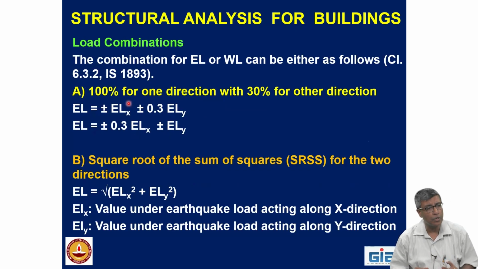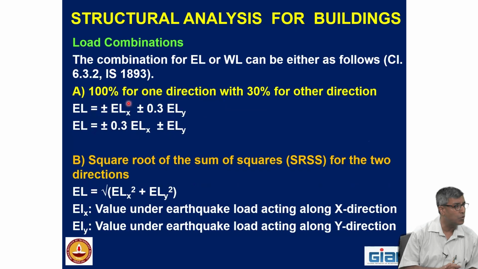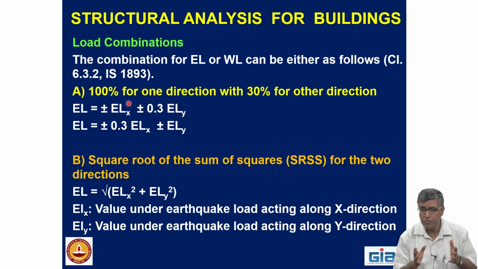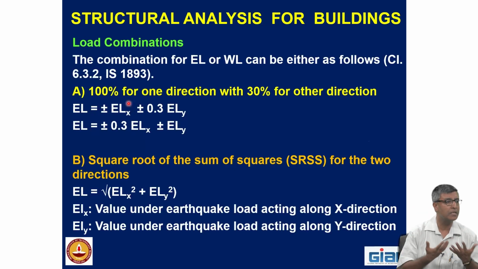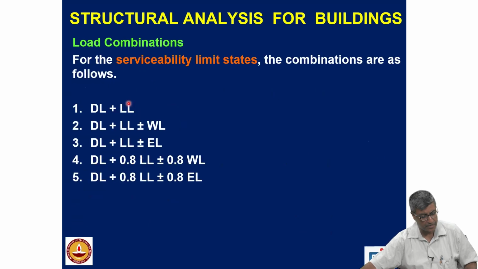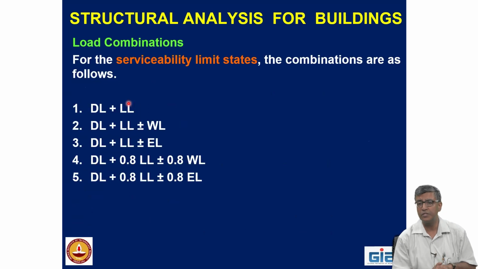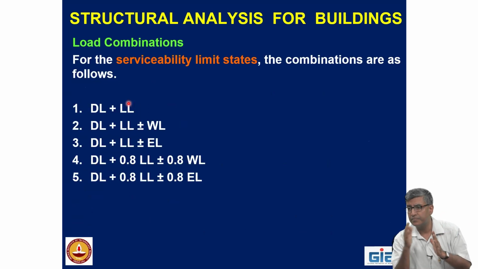There is another rule called the square root of the sum of the squares. Like that, you try to take account of earthquake coming in any direction, but now you are trying to decompose it along the x and y direction of the building, and then try to see what is the final effect after combination. For service checks, what do we do for service checks? Primarily, it's the drift.